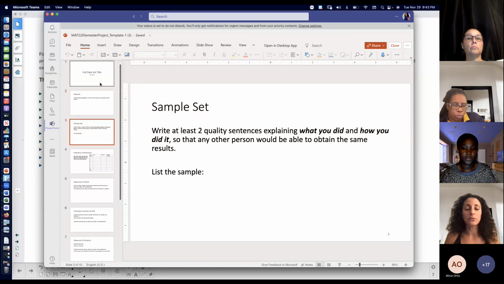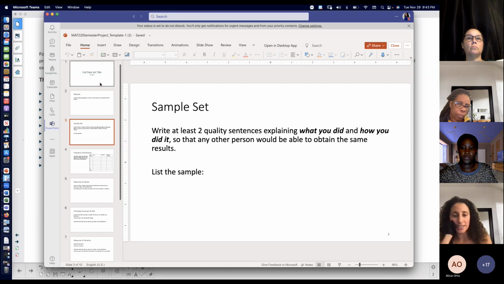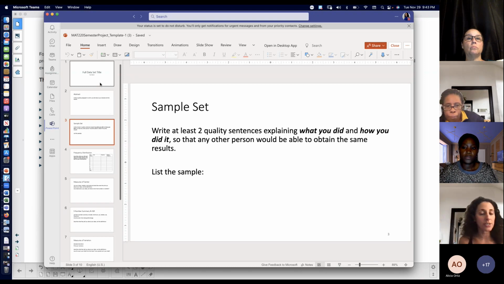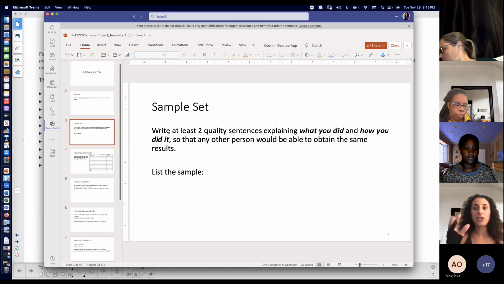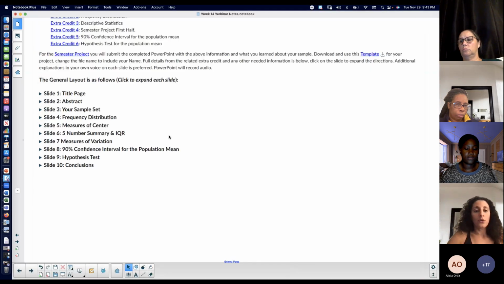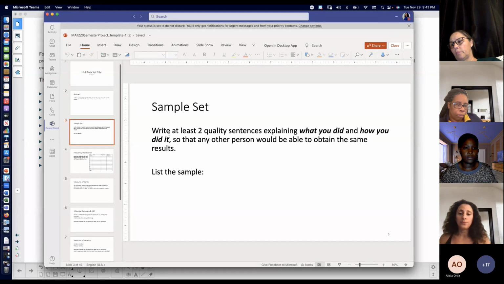Slide 3, sample set. Now you have to find the sample. Write at least 2 quality sentences explaining what you did and how you did it so that any other person would be able to obtain the same results. Do not leave the instructions on your project. I've had some people send me extra credit and the instructions are there. Some of them answered the question and some of them didn't. Do not leave the instructions there. This is your project. I don't need to know the instructions and what you were asked to do because I know that. I need to know your part of it, right? So the instructions are on the slide, but don't leave them there.